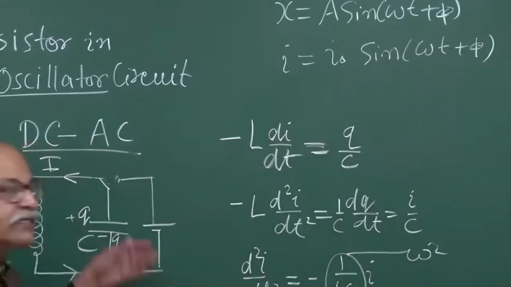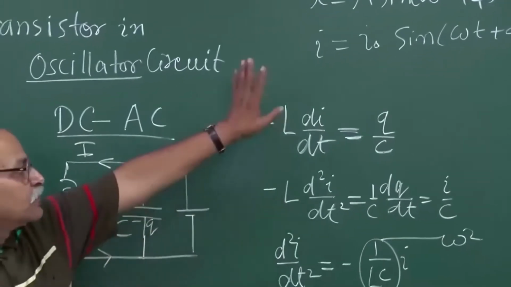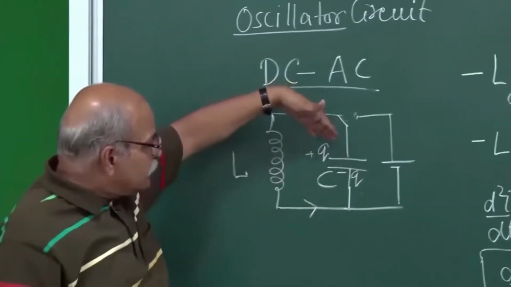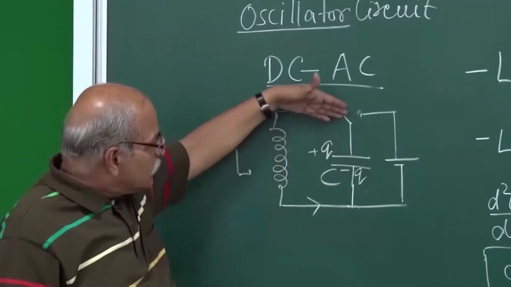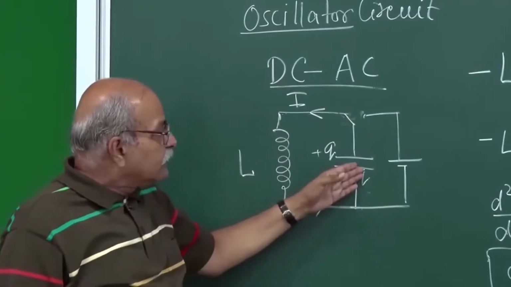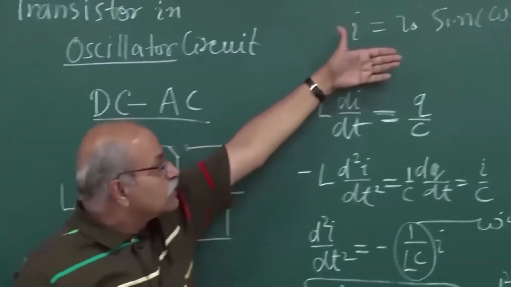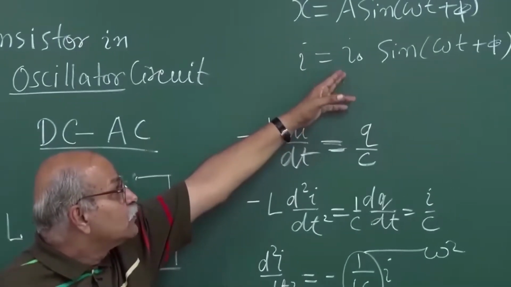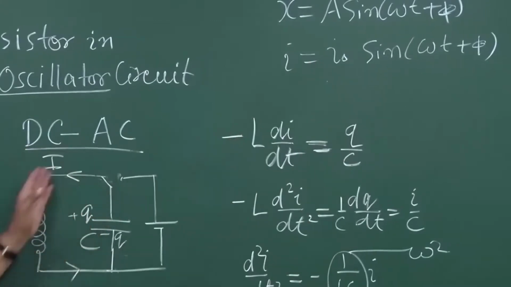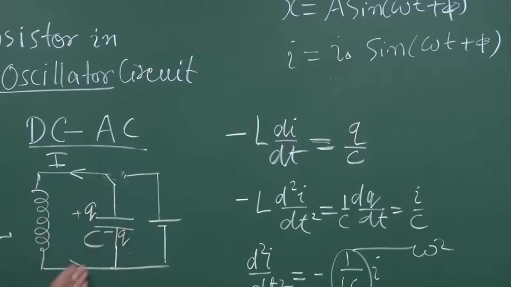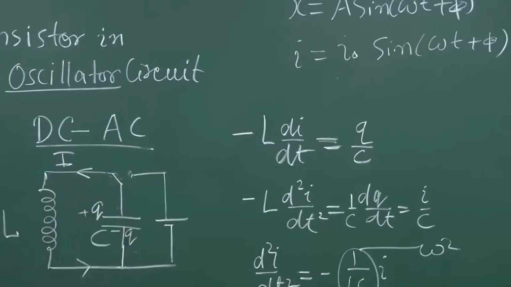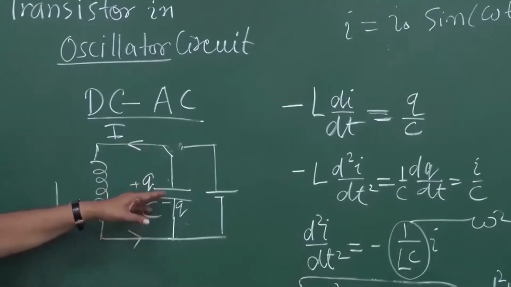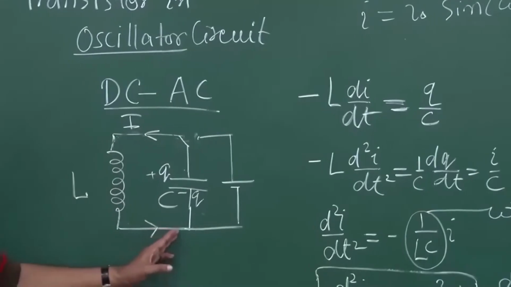So the current oscillates in time. It goes from plus I naught to minus I naught. So that means what will happen physically? Physically what you have is the current goes like this, and then it changes its magnitude as a function of time, and finally it changes sign also, and it goes up to minus I naught. So it goes this way, and then it goes this way, and then it goes this way, and then it goes this way.